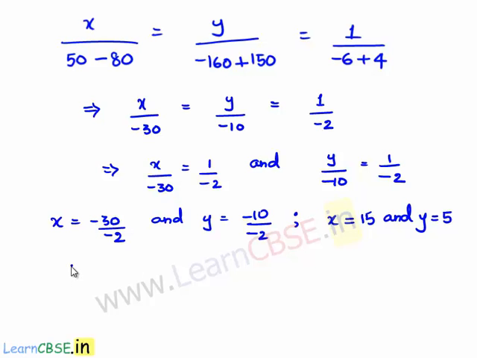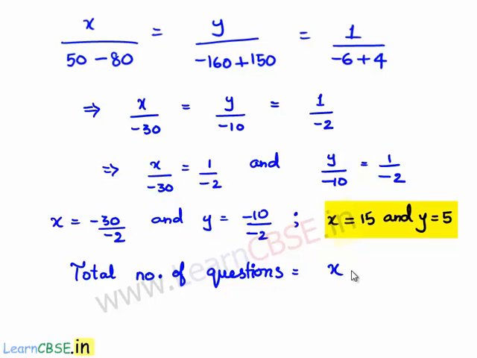Therefore, total number of questions is x plus y, which is nothing but, in place of x we can write 15 and in place of y we can write 5. Therefore, the total number of questions is 15 plus 5, which is nothing but 20.